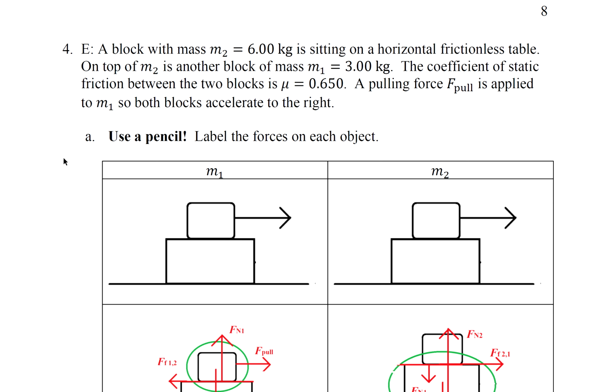Question 4. A block with mass m2 equals 6 kilograms is sitting on a horizontal frictionless table. On top of m2 is another block of mass m1 equals 3 kilograms. The coefficient of static friction between the two blocks is 0.650.